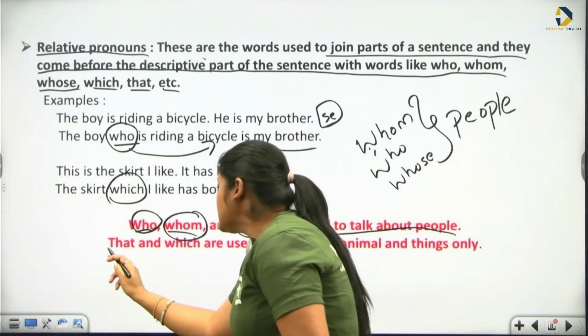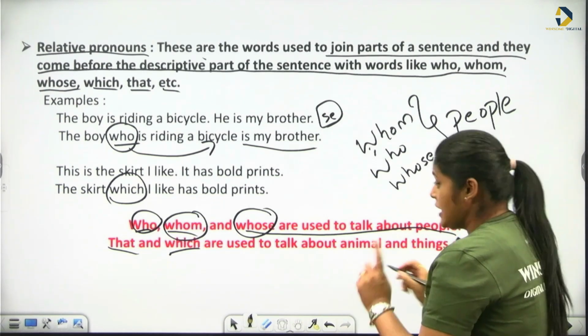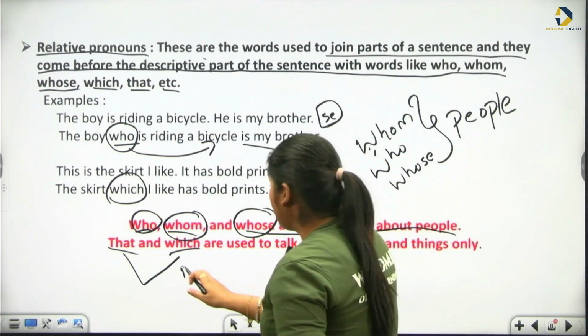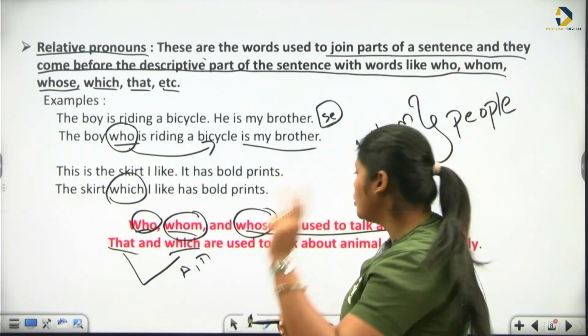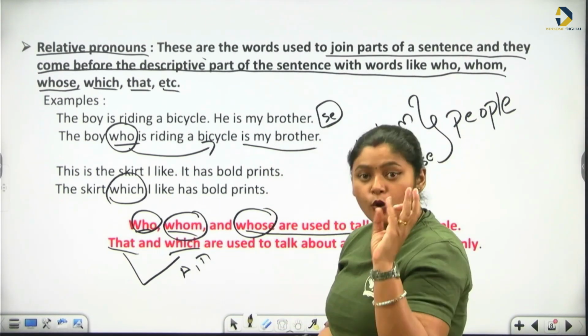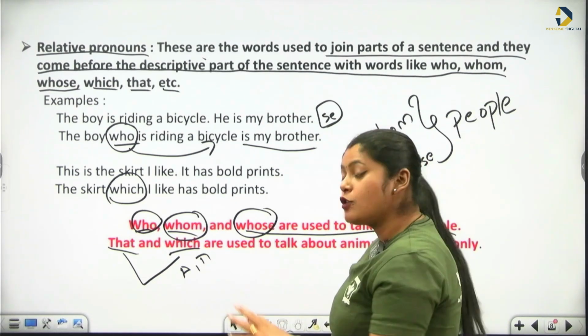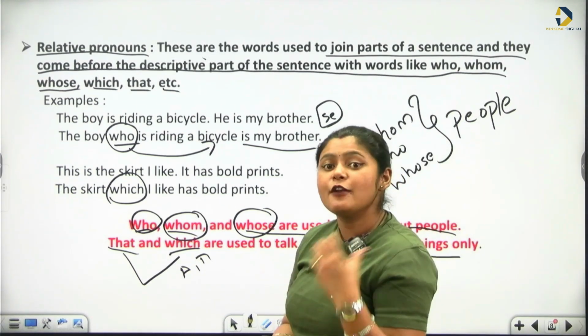But that and which are used to talk about animals and things only. That or which, when we use to talk about an animal or a thing. When we talk about a person, we use whom, whose and who. Whom, whose and who when we talk about a person, and when we talk about an animal or thing, we use that and which.